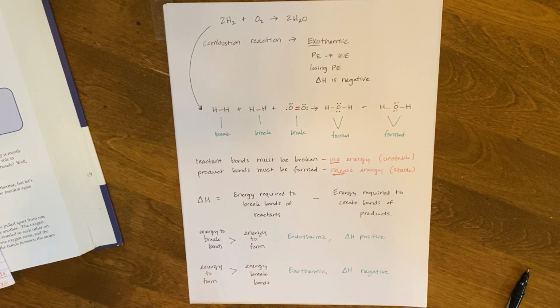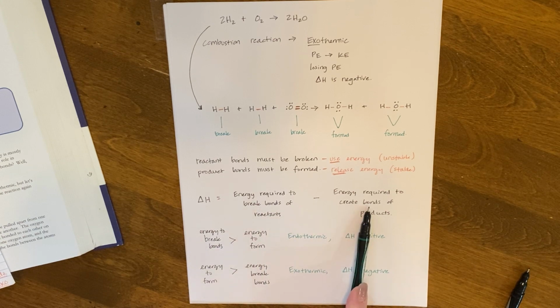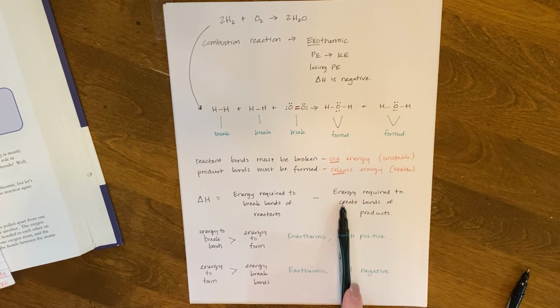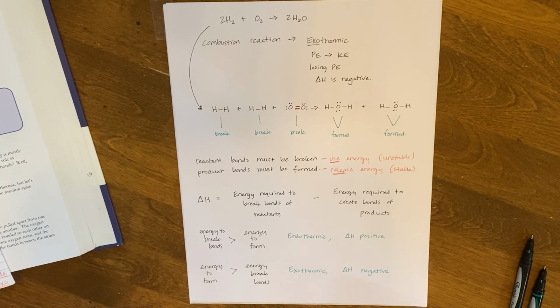Okay, so let that sink in a little bit. So if the energy here to break the bonds is greater than the energy here, so this number is greater than this number, our delta H will be positive, and it's an endothermic reaction. If the energy here is less than the energy here, mathematically our delta H will be negative, and we will have an exothermic reaction.